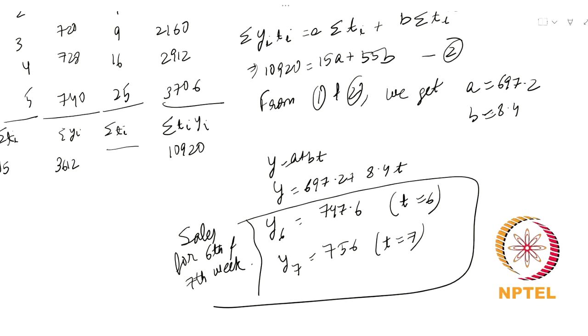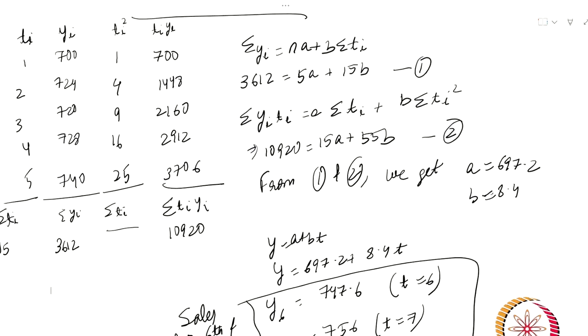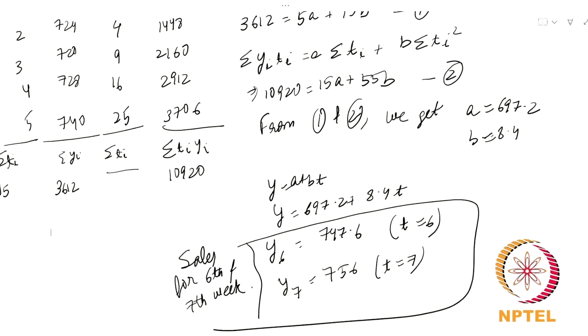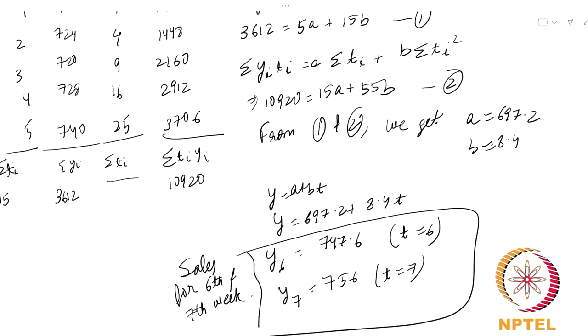Okay, this is the question which we solved for the time series model using linear regression analysis. The week is given and the unit sales of the corresponding weeks are given. We find out the time, ci square and ci yi. With this we find out the first constant. After finding this constant, we find out the same for weeks 6 and 7.